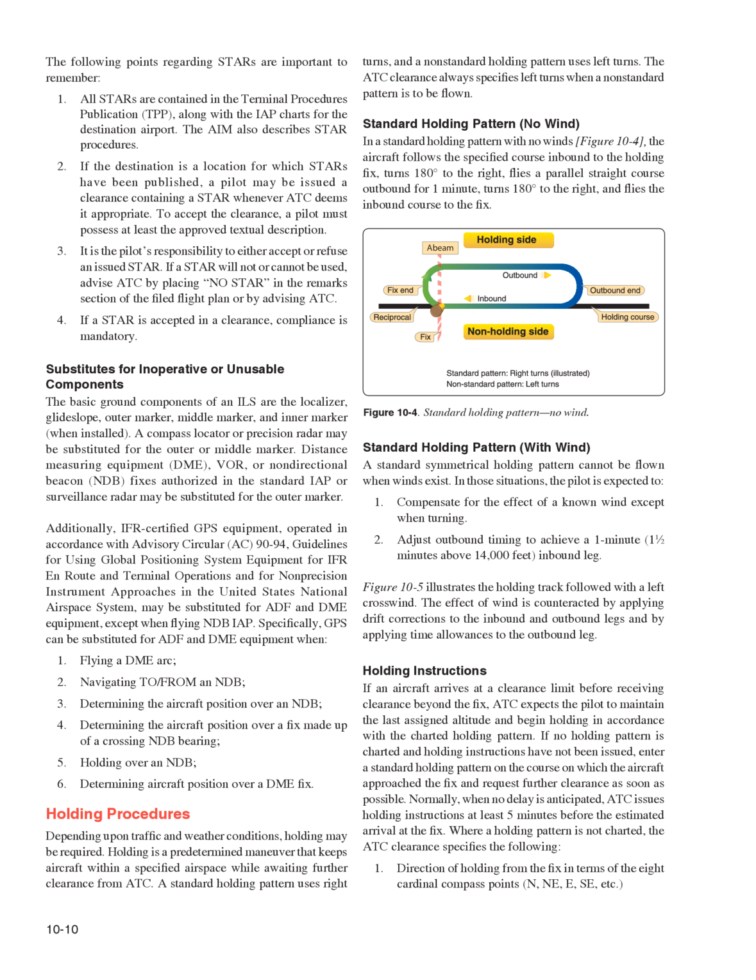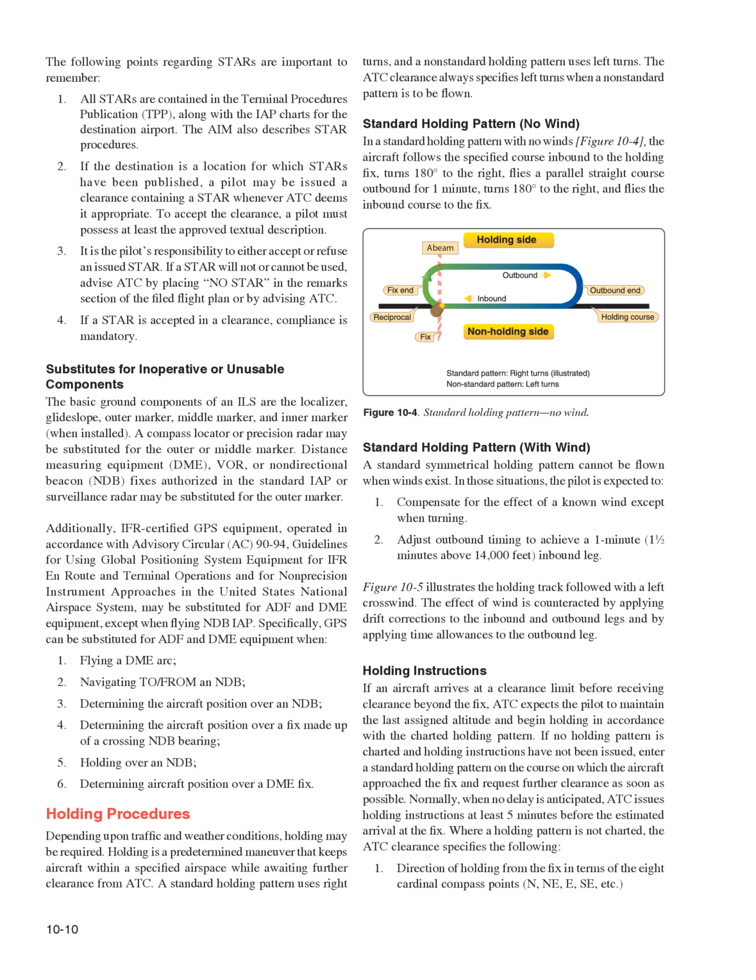Standard holding pattern, no wind. In a standard holding pattern with no winds, figure 10.4, the aircraft follows the specified course inbound to the holding fix, turns 180 degrees to the right, flies a parallel straight course outbound for 1 minute, turns 180 degrees to the right, and flies the inbound course to the fix.